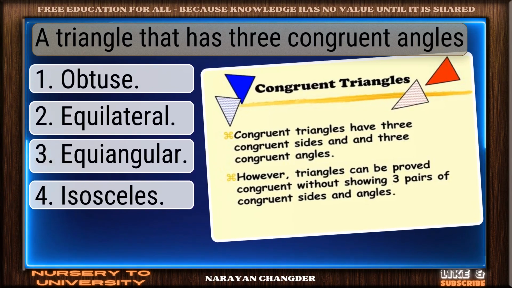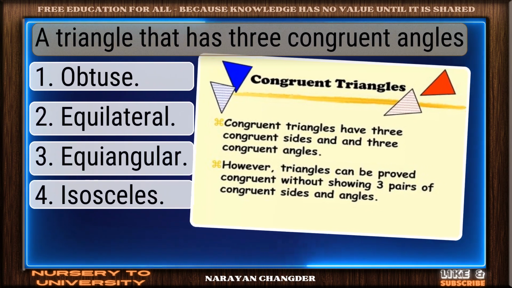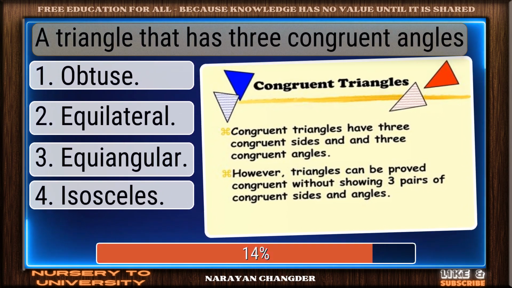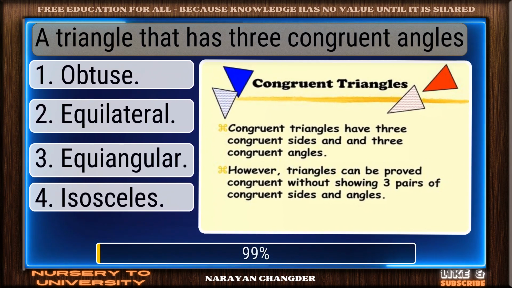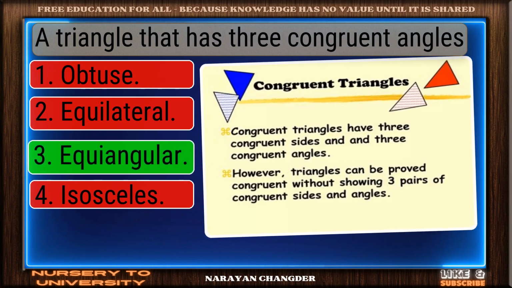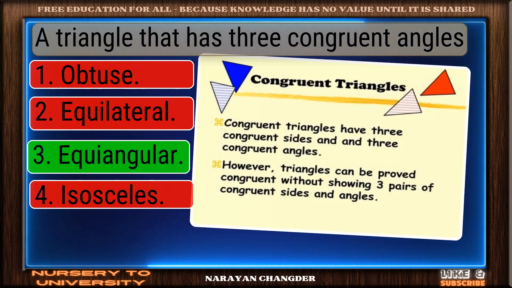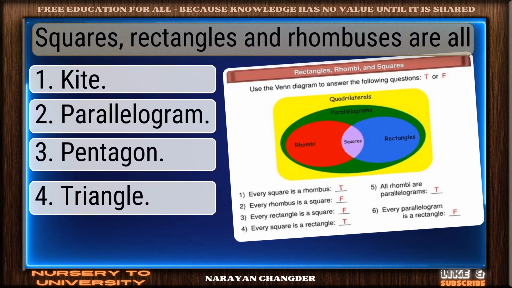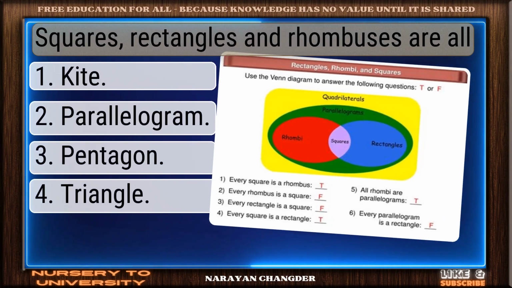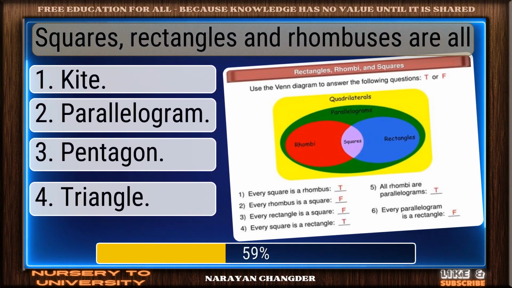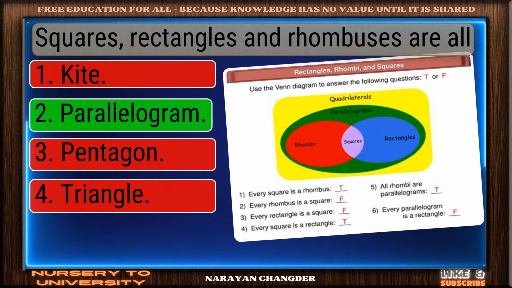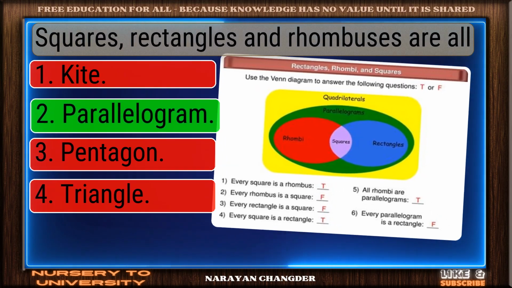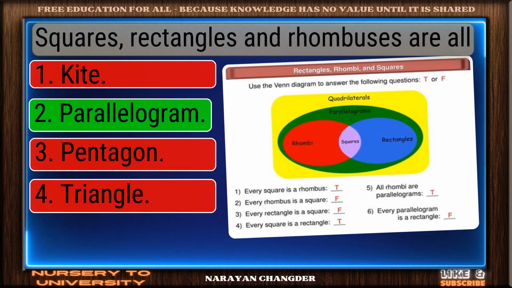Question number 198. A triangle that has 3 congruent angles. Smart move. Equiangular is an accurate answer. Question number 199. Squares, rectangles, and rhombuses are all. Nice work. You chose parallelogram, and it is correct.